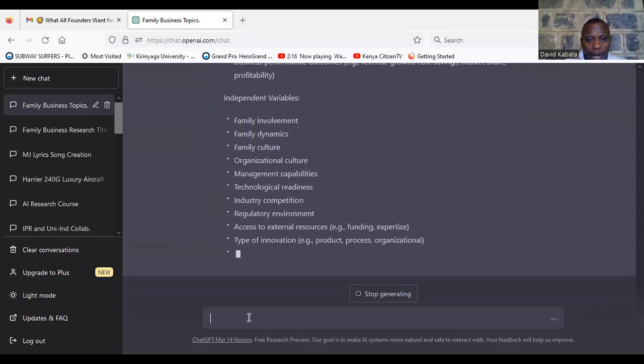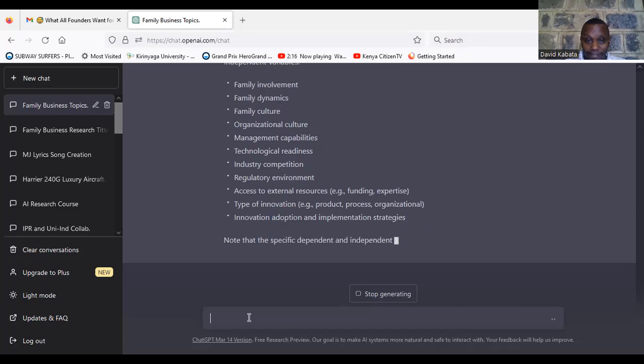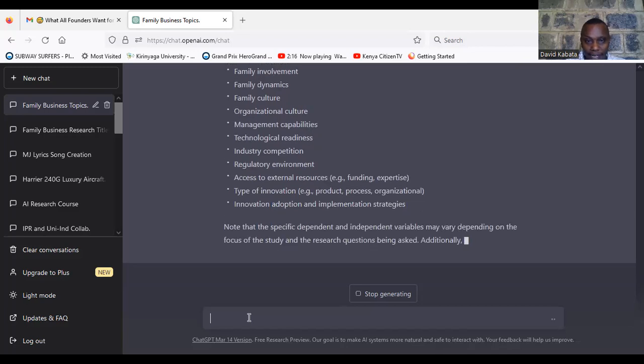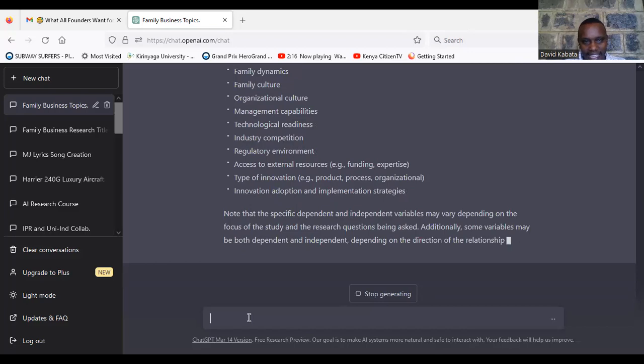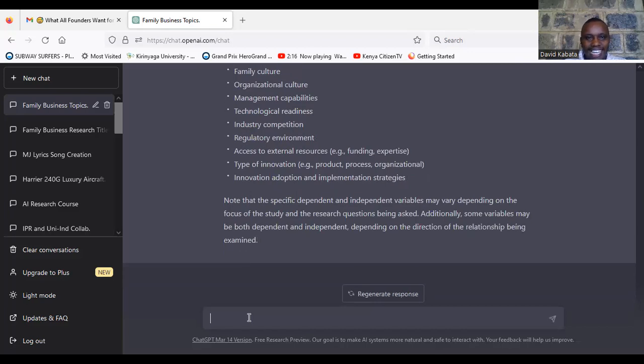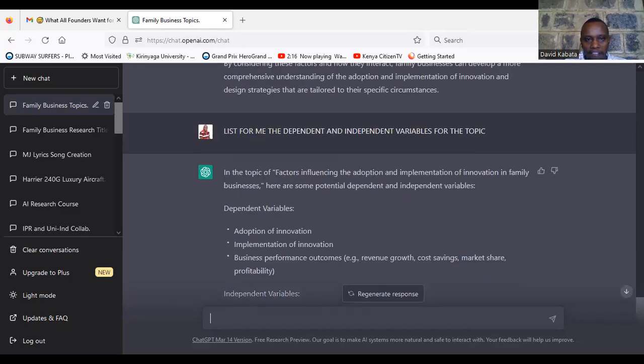Actually, I even wonder what I should choose from all these because we have so many. I only needed 3, but you can see them. So you have technology readiness, industrial competition, regulatory environment, organization culture, family culture. All these are different types of variables. The main reason I went specifically to the variables is because I wanted it to be easier for me to draw a conceptual framework. Let me continue with my study.